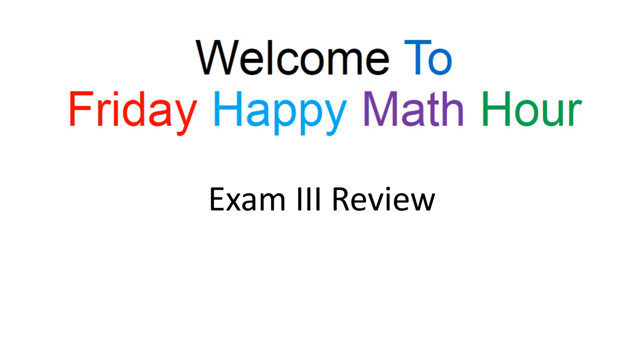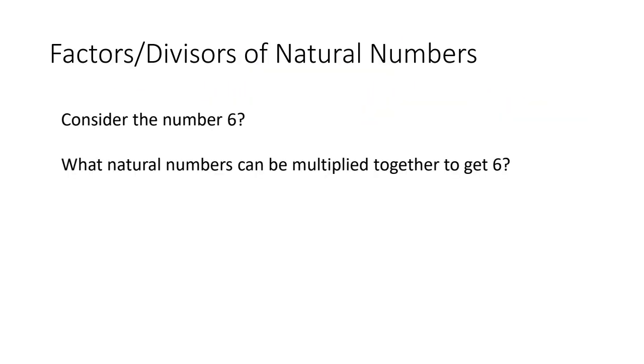We're reviewing exam 3, and let's go over the content. I'm actually going to start backwards. One of the last things that we talked about was factors and divisors and prime decomposition. So I'm going to start with that, and then I'm going to work my way backwards to the first topics, which was the enumeration systems.